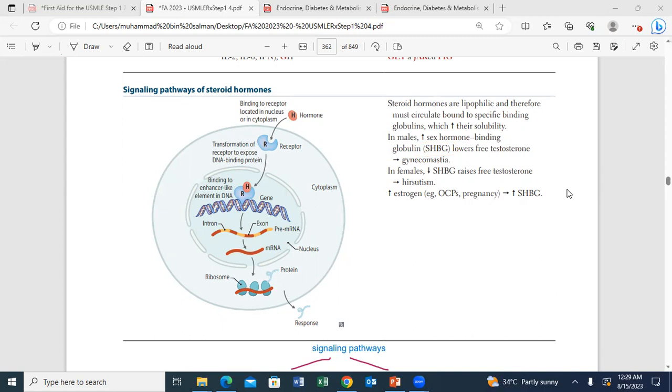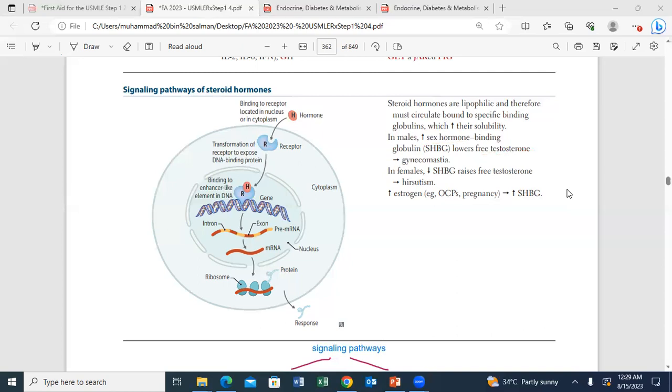So what basically happens is that when there is more amount of binding globulin, this means that free sex hormone is decreased because most of the hormone is bound with the binding globulin, right? So more amount of sex hormone binding globulin means that free hormone is decreased. Now in a male, if there is more sex hormone binding globulin, there will be less free testosterone. And less testosterone is a problem in males. It will cause gynecomastia and other symptoms.